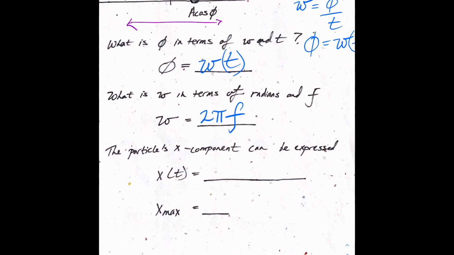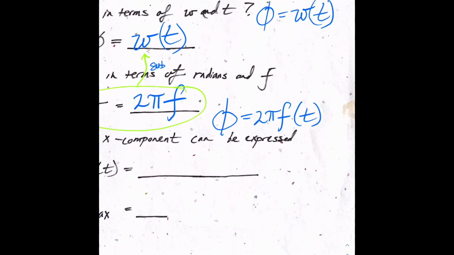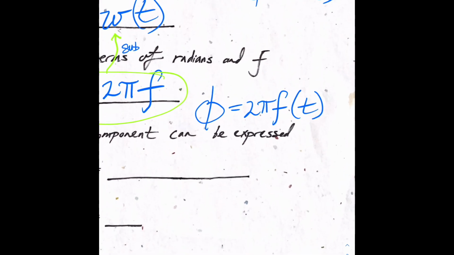And then finally, what can we say here? Well, let's sub this in. I'm saying we'll take this right here and sub it in right there. And if that's the case, then phi is equal to 2 pi f times t. So throughout these problems, we're going to see 2 pi f t, and I just want you to remember that that's phi, or that's theta.